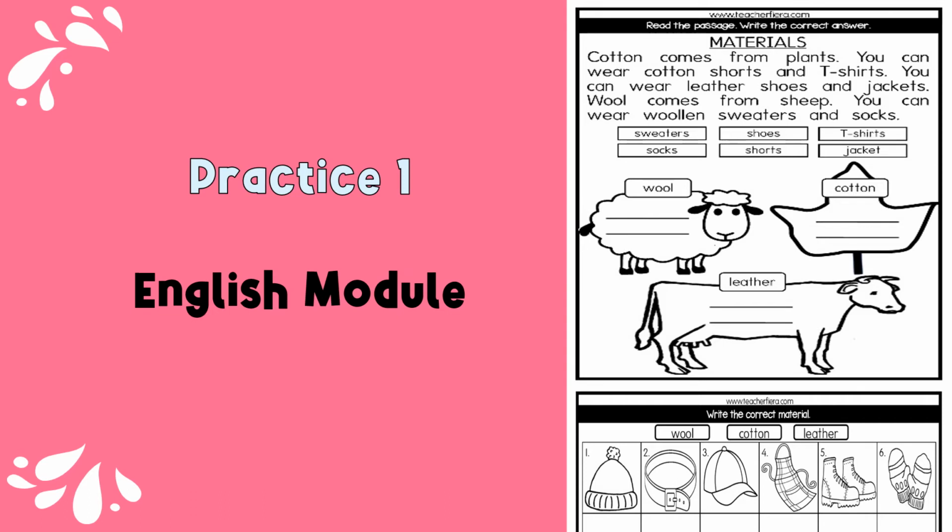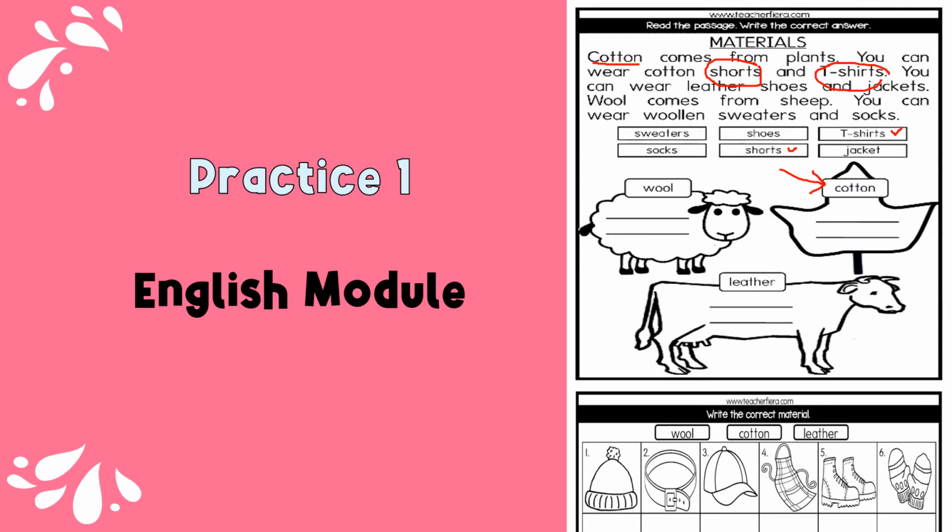Okay, so what you have got to do, you can see the picture, right? There's a picture here. This is a sheep. Then we have plants and then we have cows. So let us read again. Cotton comes from plant. You can wear cotton shorts and t-shirts. Okay, so look at cotton. What you have to do is you write shorts and also t-shirt.